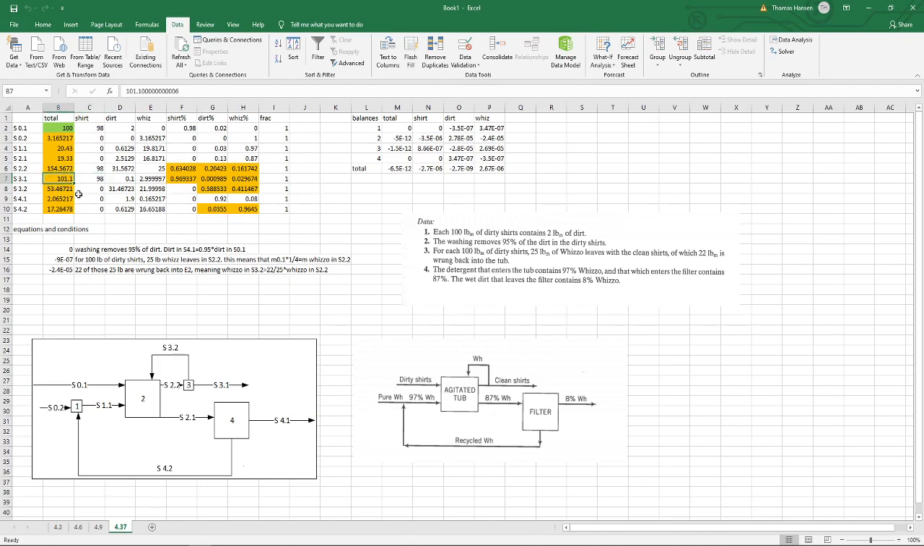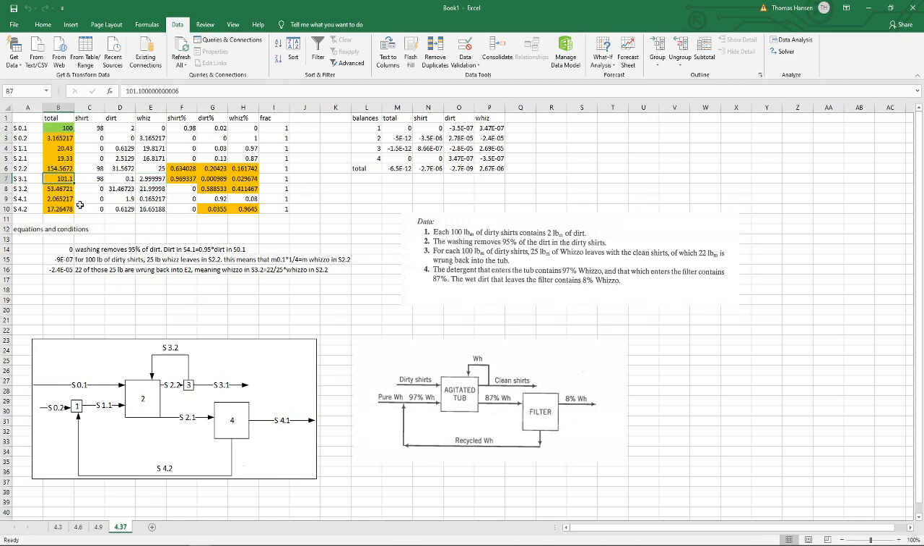The shirts do actually gain weight, because if you look, although we are going from the shirts containing 2 pounds of dirt to only 0.1 pounds of dirt, we are not managing to wring out all of the detergent, all of the Wizzo. So although we have gone down in the dirt mass, we actually have some Wizzo still present in our 3-1 stream. So that's why you hang your shirts to dry after you've cleaned them of dirt with Wizzo.